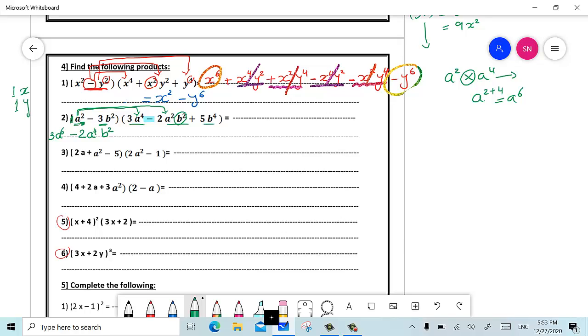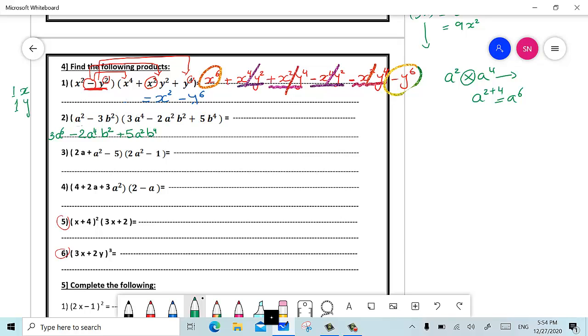And then I multiply a to the power of 2 by positive 5b to the power of 4. 1 times 5 is equal to positive 5. And for a to the power of 2 and b to the power of 4, both of them are different variables, so they are going to be as they are, a squared and b to the power of 4.